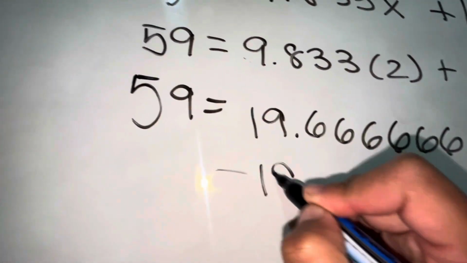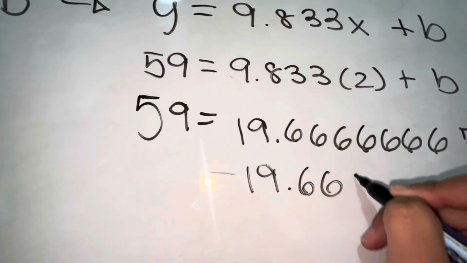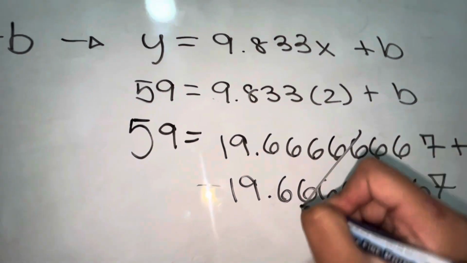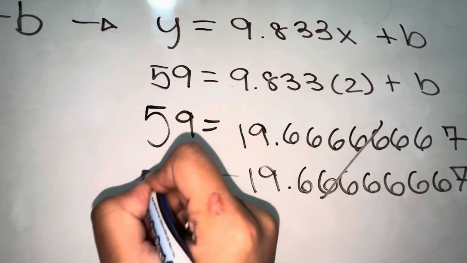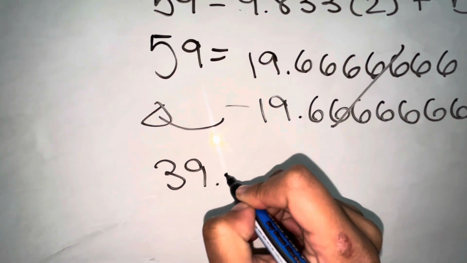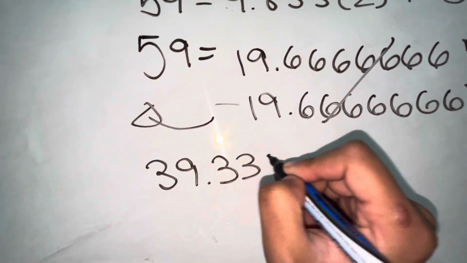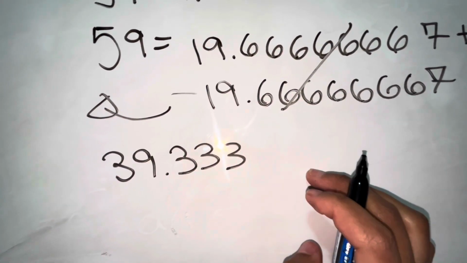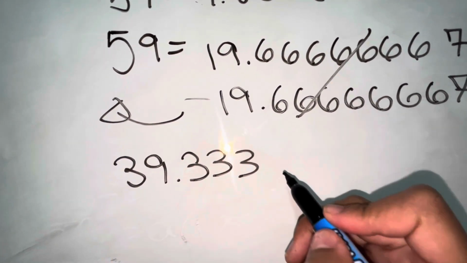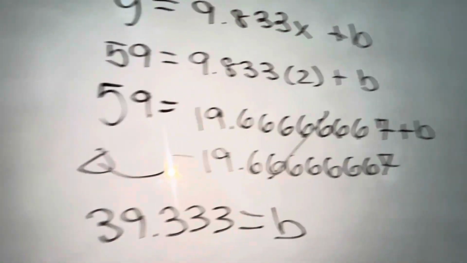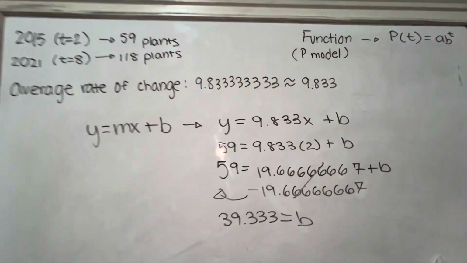So just to make sure you know what I'm doing, remember, you're subtracting this on both sides. So same thing over here. You subtract on both sides. Then you get 39.333. But you can round it to the third decimal. So that will be your b. But again, use the exact calculated version from the calculator.